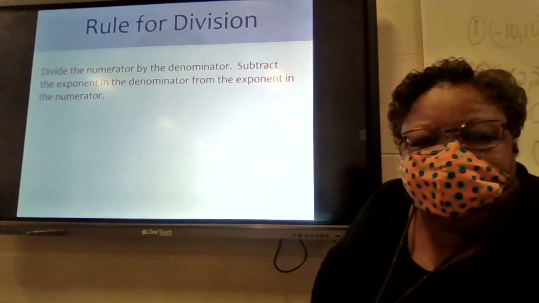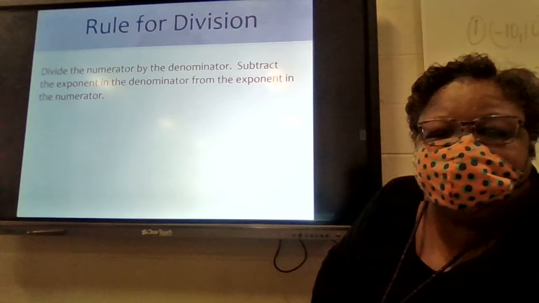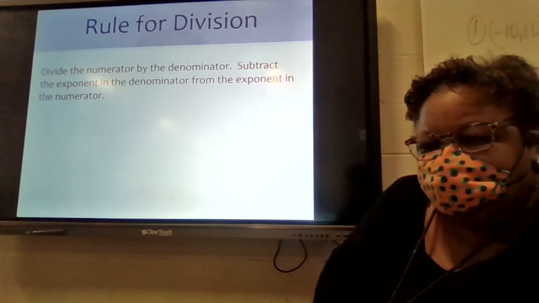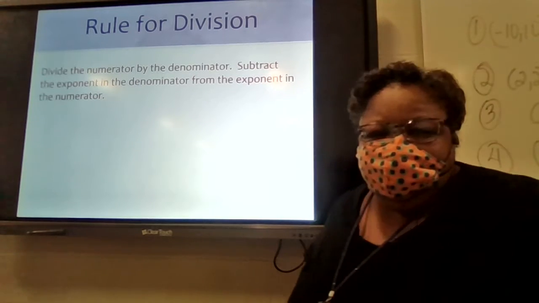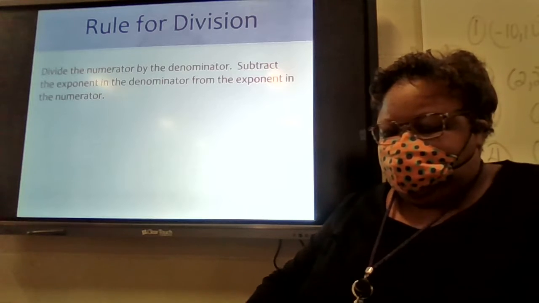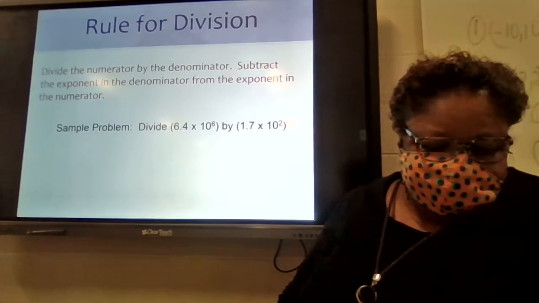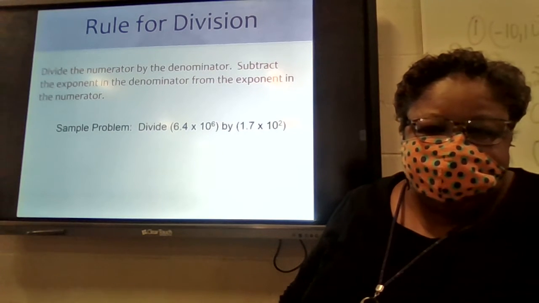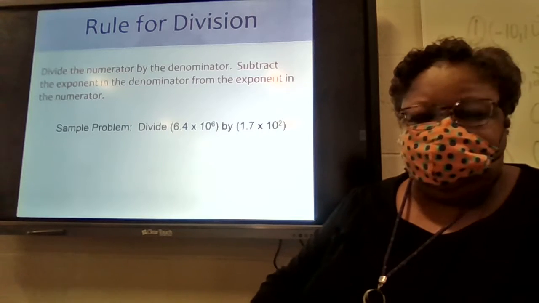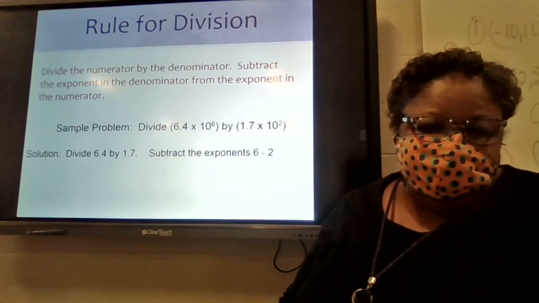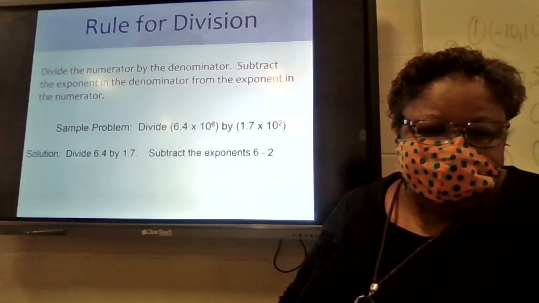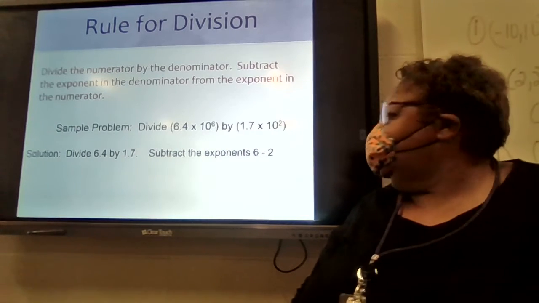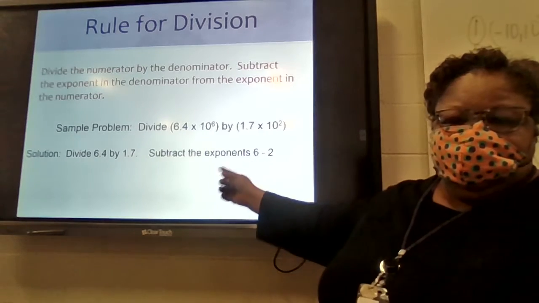So you're going to subtract the exponent in the denominator from the exponent in the numerator. So it's going to be numerator minus denominator exponent. And if it ends up negative, it stays negative. So in your next part, here's your sample problem. Divide 6.4 times 10 to the 6 by 1.7 times 10 squared. So in our steps, we're going to divide 6.4 by 1.7 and then subtract the exponents, 6 minus 2. So you want to write this part in your notes, 6 minus 2.